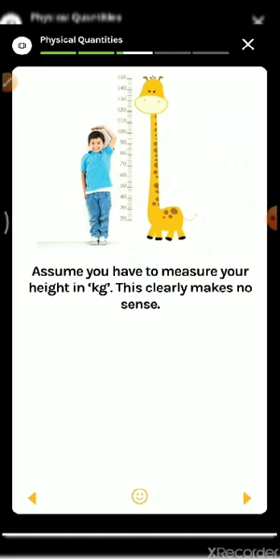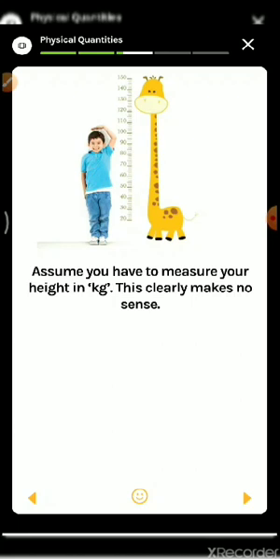You all know that one. Because what it is asking here, assume you have to measure your height in kilogram. Is it possible to measure your height in kilogram? No, because height is a different unit and kilogram is also a different unit.